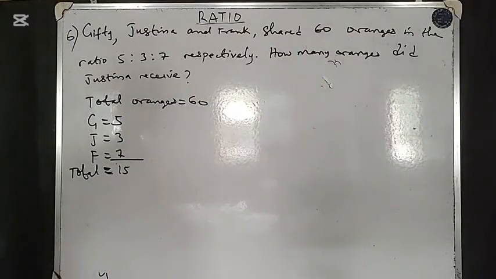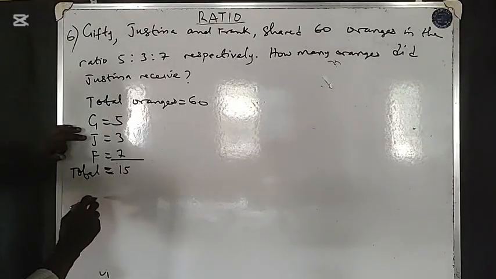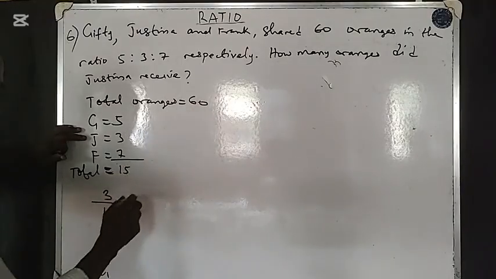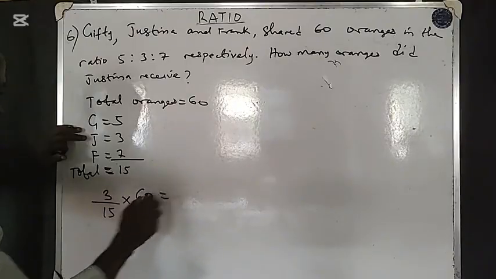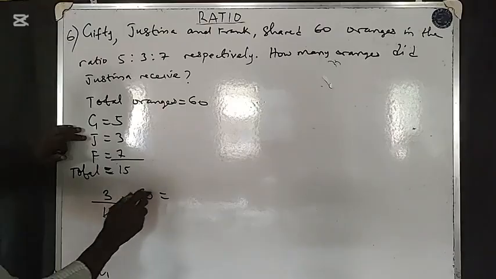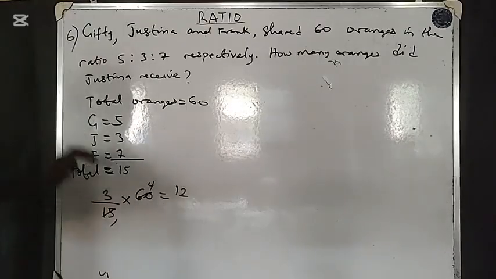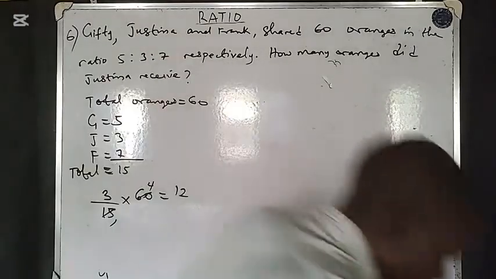Total ratio is 15. So what is the formula for finding somebody's share? The ratio of that person over total ratio multiplied by the amount of whatever is being shared. We are finding whose share? Justina. So Justina's share would be Justina's ratio over total ratio 15 multiplied by the amount shared, 60. 15 here 1, 15 here 4. 4 times 3 is 12, right? So Justina's share is 12. Let's move to the next one, right?